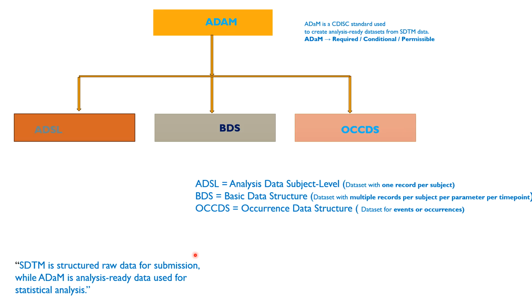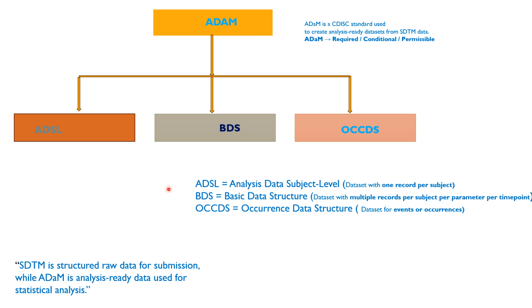SDTM is structured raw data for submission. How does the SDTM dataset contain data? It's like raw data, but that raw data is structured. As per CDISC standards, the data will be structured and stored in the SDTM datasets. In the same way, in ADaM, the data is analysis-ready data used for statistical analysis. This is how the ADaM datasets contain the data.